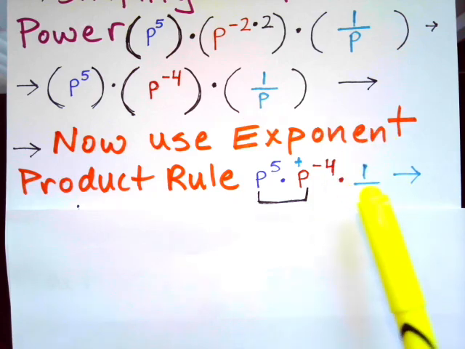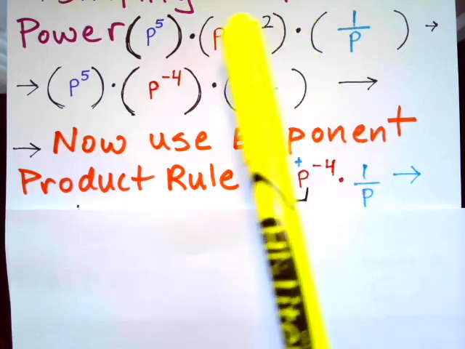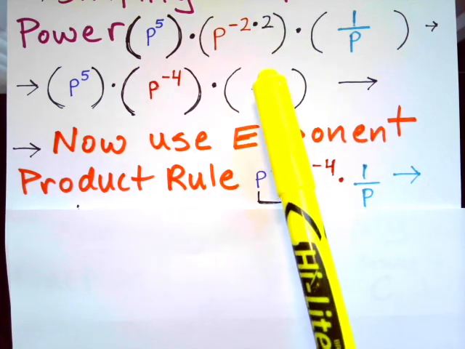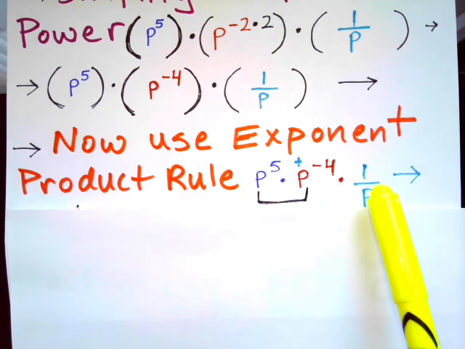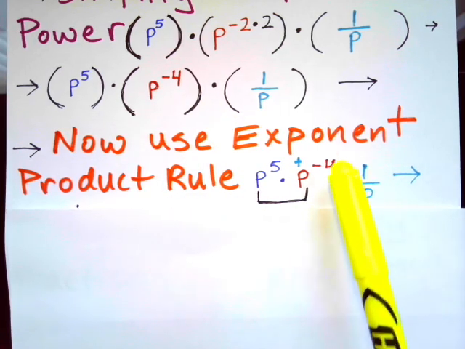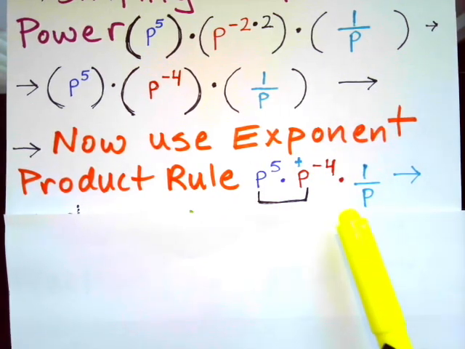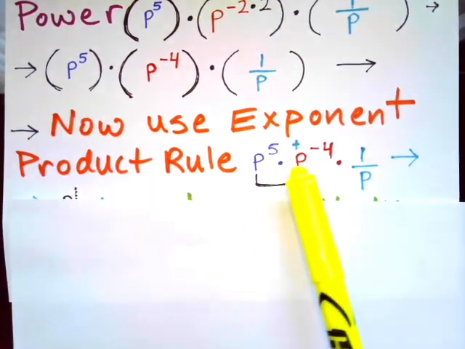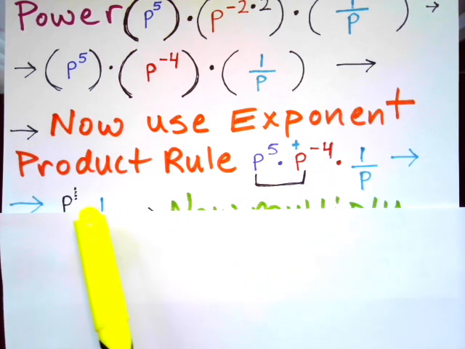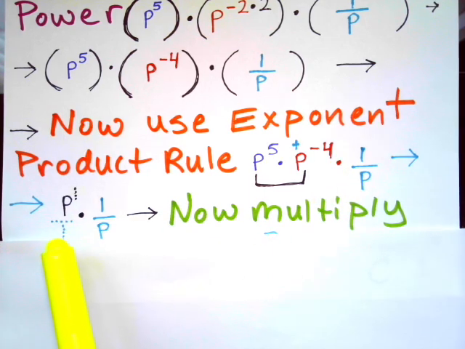Now, don't forget, all of these terms are multiplying with each other. And since we're not doing anything with this 1 over p term, we're just going to rewrite it. And it's still being multiplied. That 1 over p is being multiplied times the product that we get from p to the 5th times p to the negative 4th. And let me just show that to you here right now. 5 plus a negative 4, again, is p to the 1 power. So p to the 1 power times 1 over p is what is remaining.